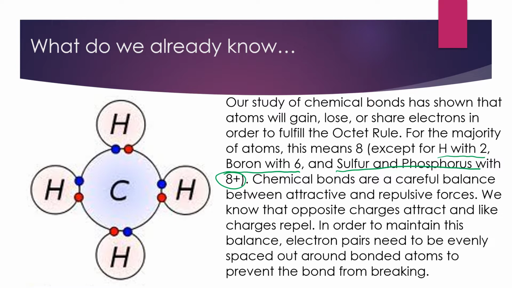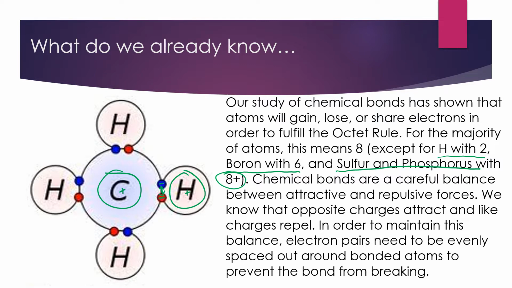Chemical bonds are a careful balance between attractive and repulsive forces. We know that opposite charges attract and like charges repel. So let's illustrate that. We have our carbon and hydrogen atoms here. The like charges would be the protons within the nucleus of each, and they are repelling each other. The repulsive forces could also include the respective electrons. They're pushing away from each other.